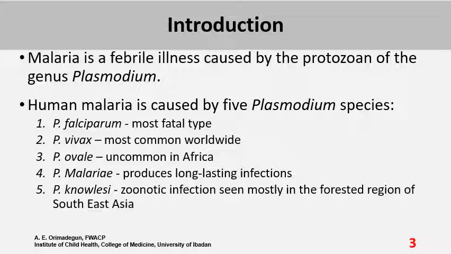Plasmodium falciparum is the commonest species in Africa, and it is said to account for about 96 to 98% of cases. Plasmodium vivax and ovale have the dominant liver stage parasite, otherwise known as the hypnozoite, which can be reactivated and cause relapsing malaria after several months or years. Plasmodium malariae produces long-lasting infection and, if left untreated, can persist symptomatically in human hosts for several years as well, even for a lifetime. Plasmodium knowlesi is a zoonotic infection. It's seen mostly in the forest region of Southeast Asia.